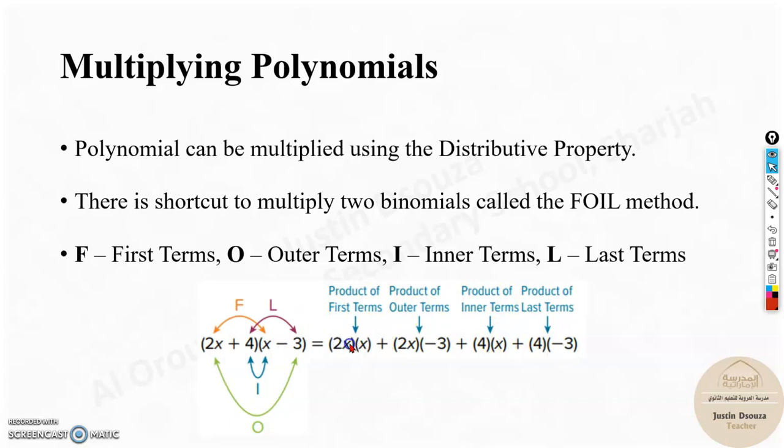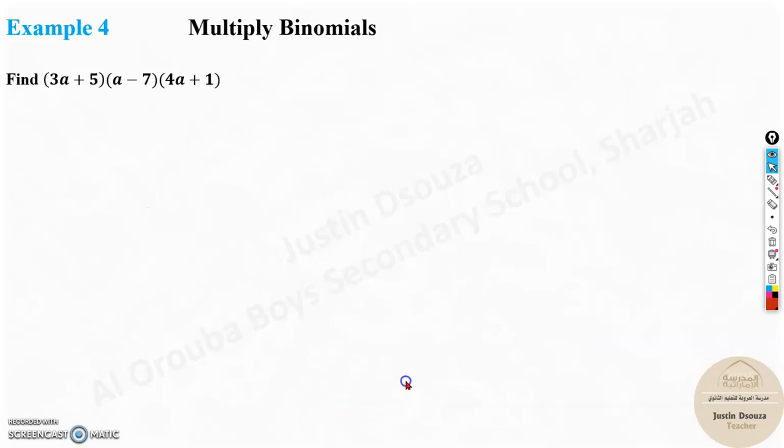Now we can simplify. 2x times x is 2x squared. 2x times minus 3 is minus 6x. And over here we have 4x minus 12. Simplify further. Minus 6x plus 4x is minus 2x. And this is the answer. So this is the FOIL method. We can use this easily. Now we will use it over here.